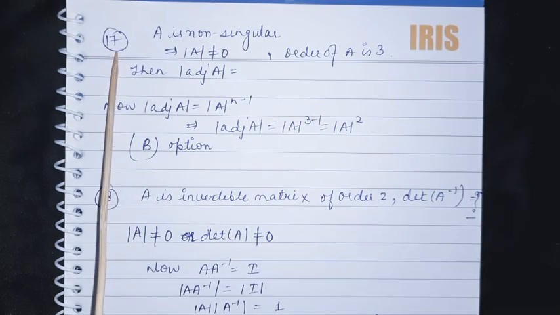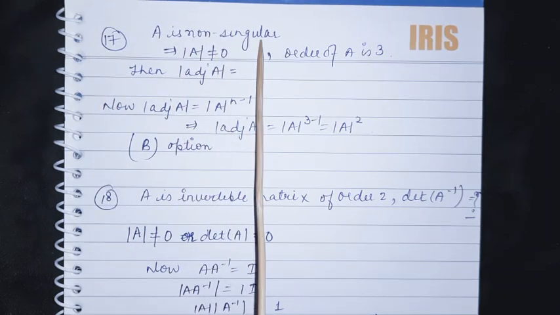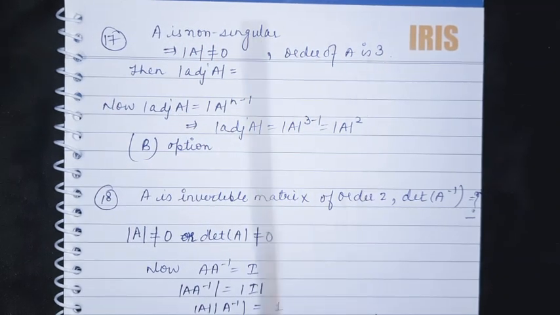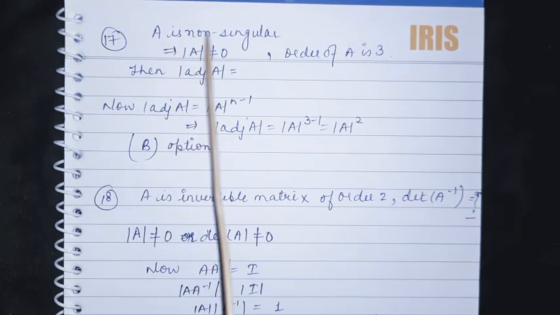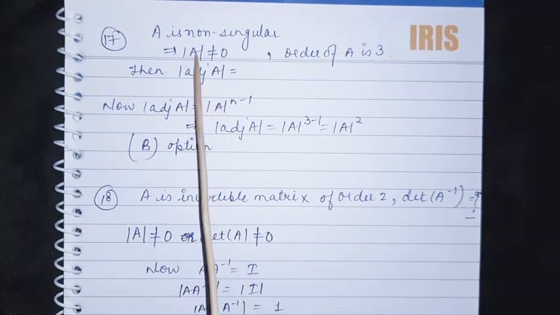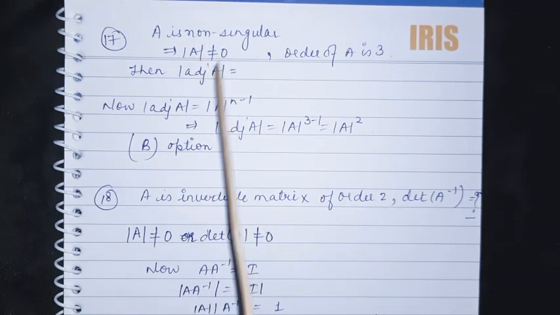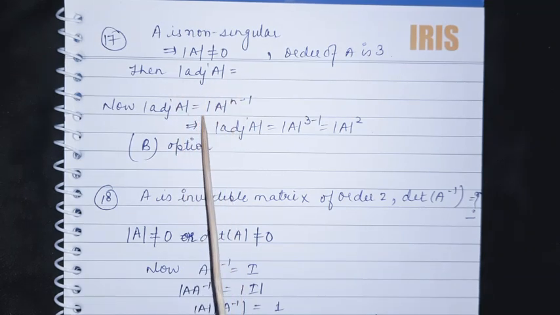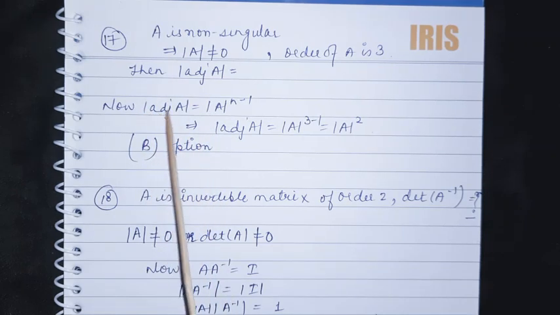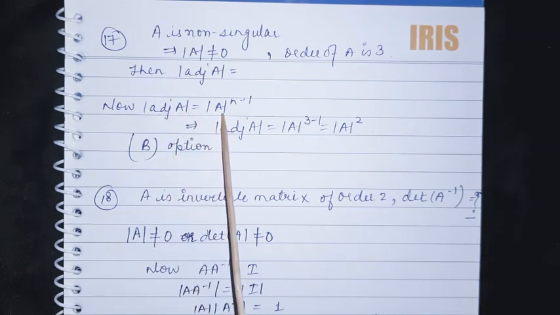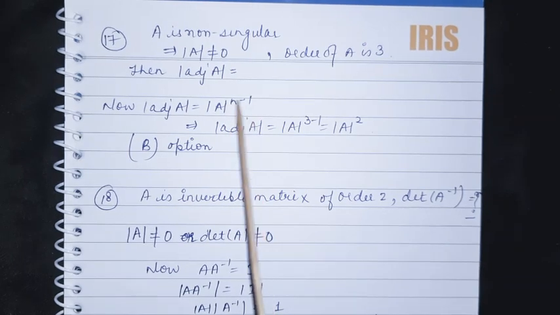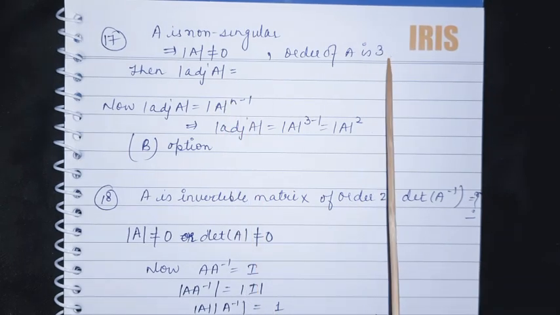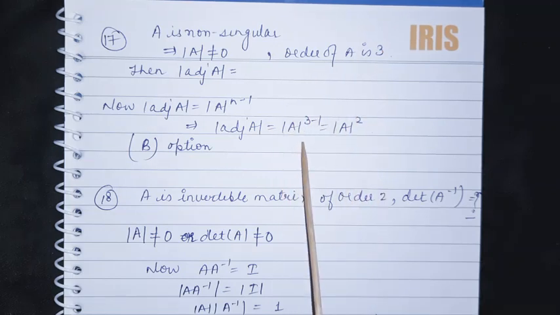In question number 17, it is given that A is a non-singular matrix of order 3, then what will be the determinant of adjoint A? Now if A is a non-singular matrix, it means that determinant of A is non-zero. Now they are asking us the value of determinant of adjoint A. So here we will use our result which we have discussed in the previous class, that determinant of adjoint A is nothing but determinant of A raised to the power n minus 1, where n is nothing but the order of A. So we will use this result here.